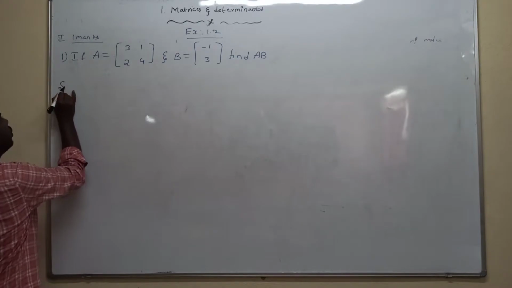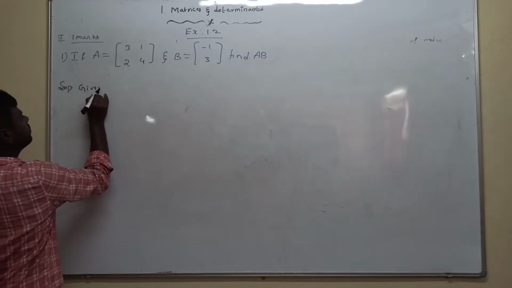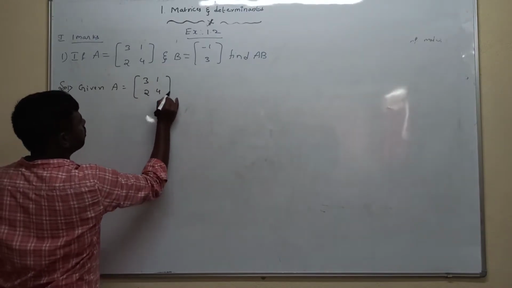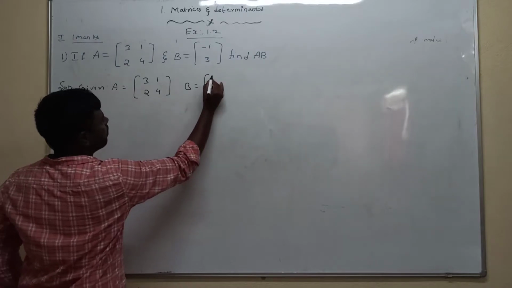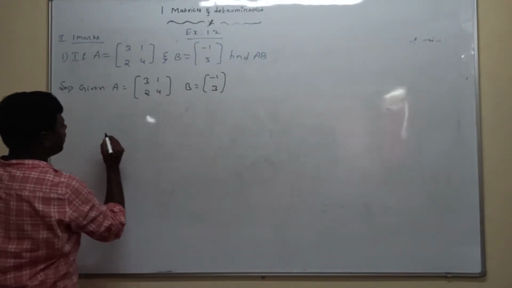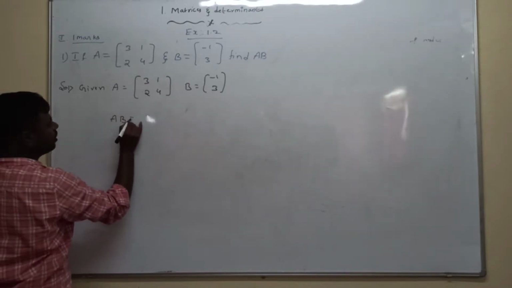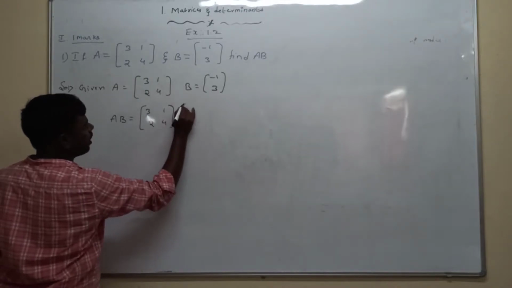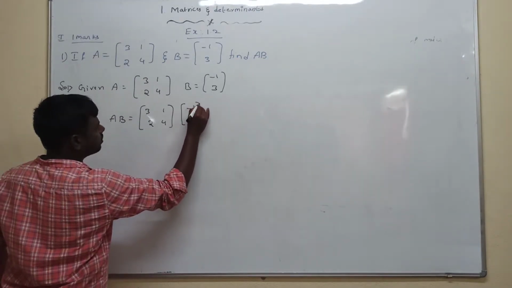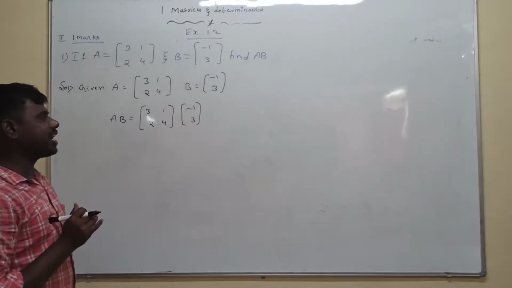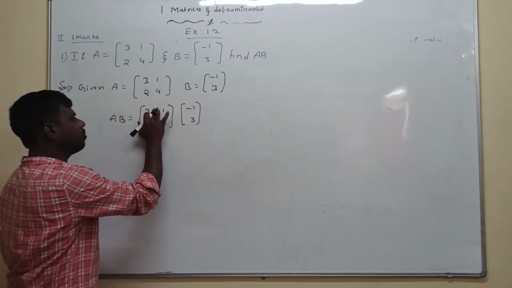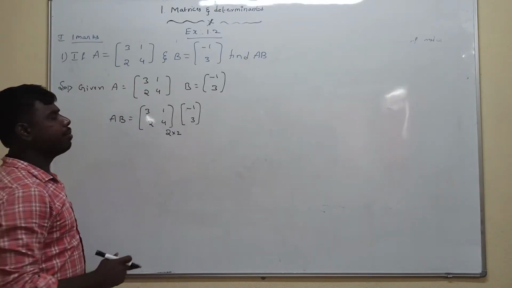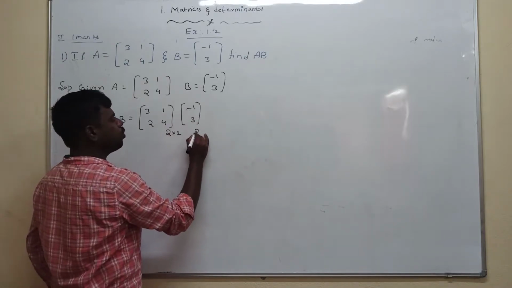See here, solution. Given capital A is equal to [3 1; 2 4] and B is equal to [-1; 3]. So AB. How to find AB? First, substitute the A matrix and B matrix. Now write the order of the matrices A and B. The order of a matrix: how many rows, how many columns are there? The order of A is 2 by 2. The order of B is 2 by 1.